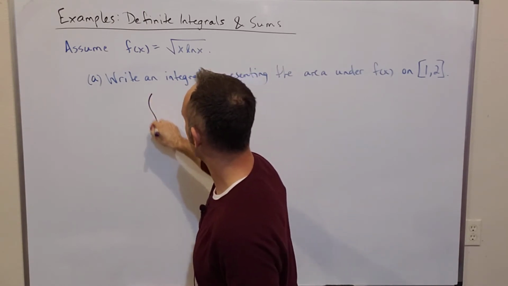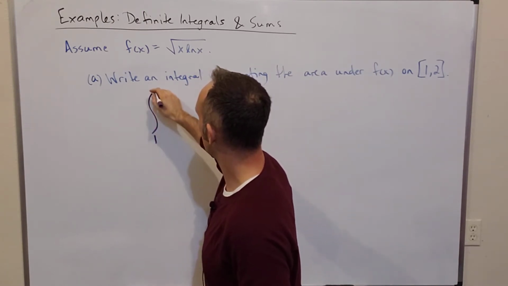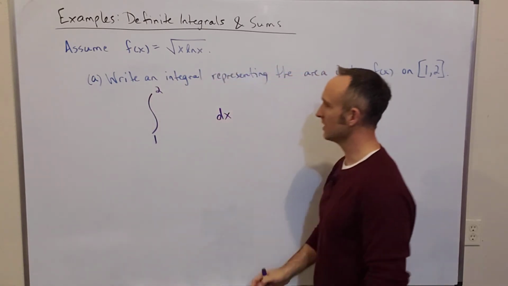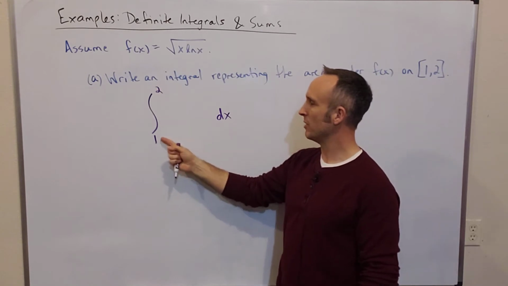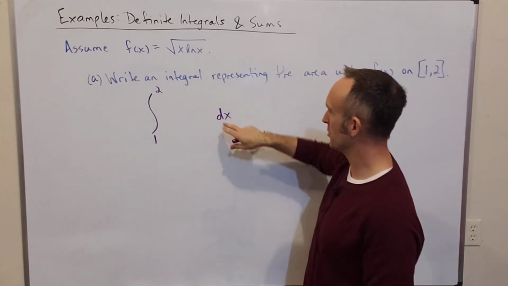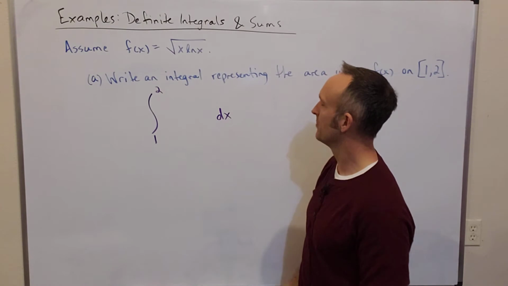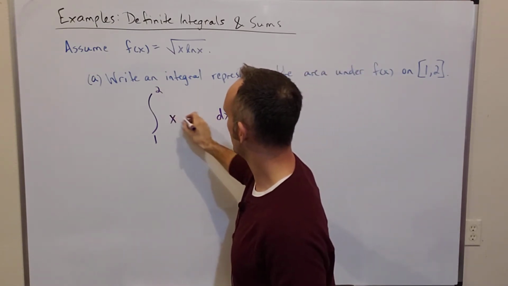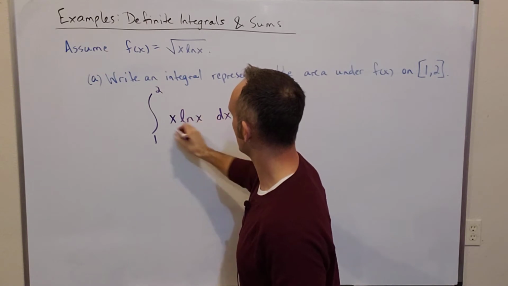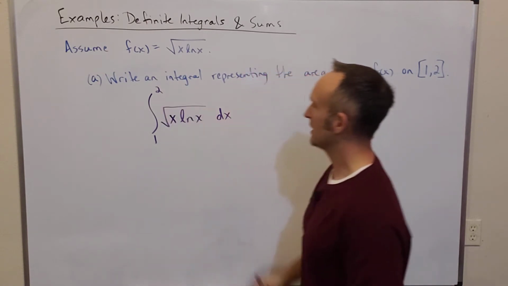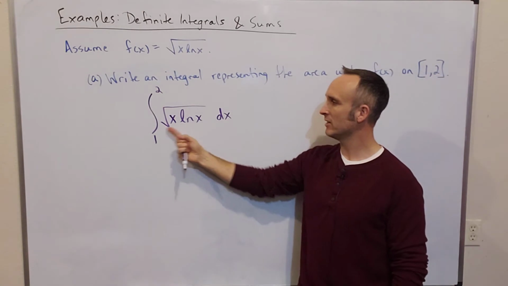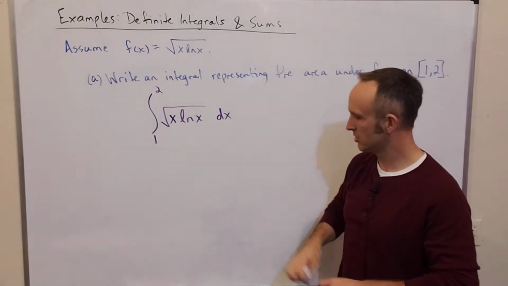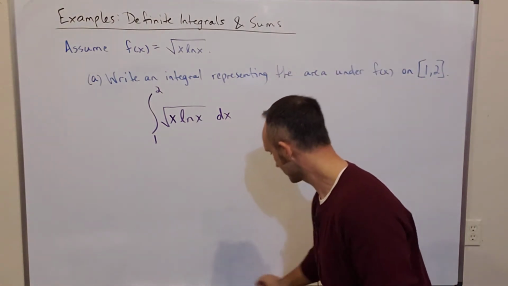All right, so we want the area from x equals 1 to x equals 2, so it's got to be with respect to x. Remember, dx tells us that these are x values. And then the function we're going to integrate is the square root of x times the natural log of x. So that's all there is to it. This means the area under this curve from x equals 1 to x equals 2. Okay, so that's pretty simple.